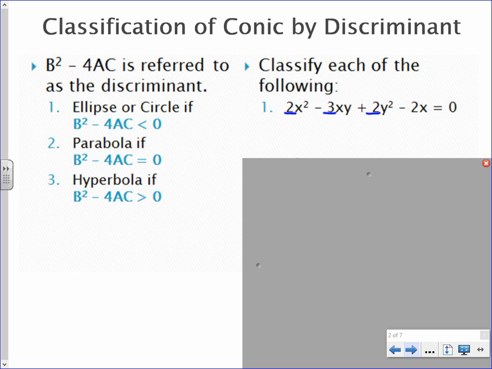So when we're looking at the discriminant, we have to take b squared minus 4ac. So we have 9 minus 16. What kind of number is that? It's a negative number, which means we have an ellipse or a circle. I do expect you to write both of them. Like I said, we won't know specifically what it is until later. So I want ellipse or circle.